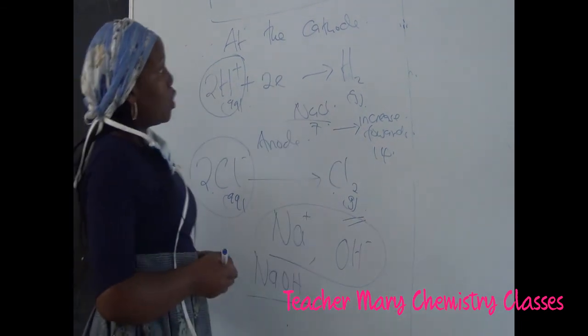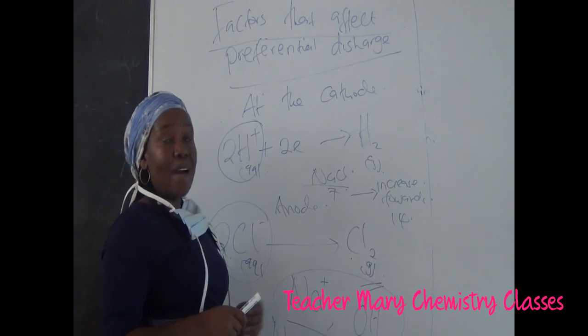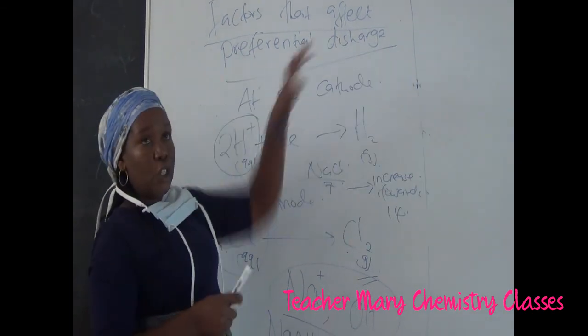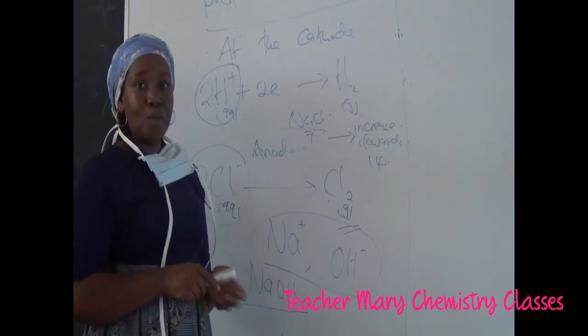So in our next lesson, we shall look at the nature of the electrode as a factor that will affect the preferential discharge of ions at the electrodes. Thank you. Let's meet in our next lesson.